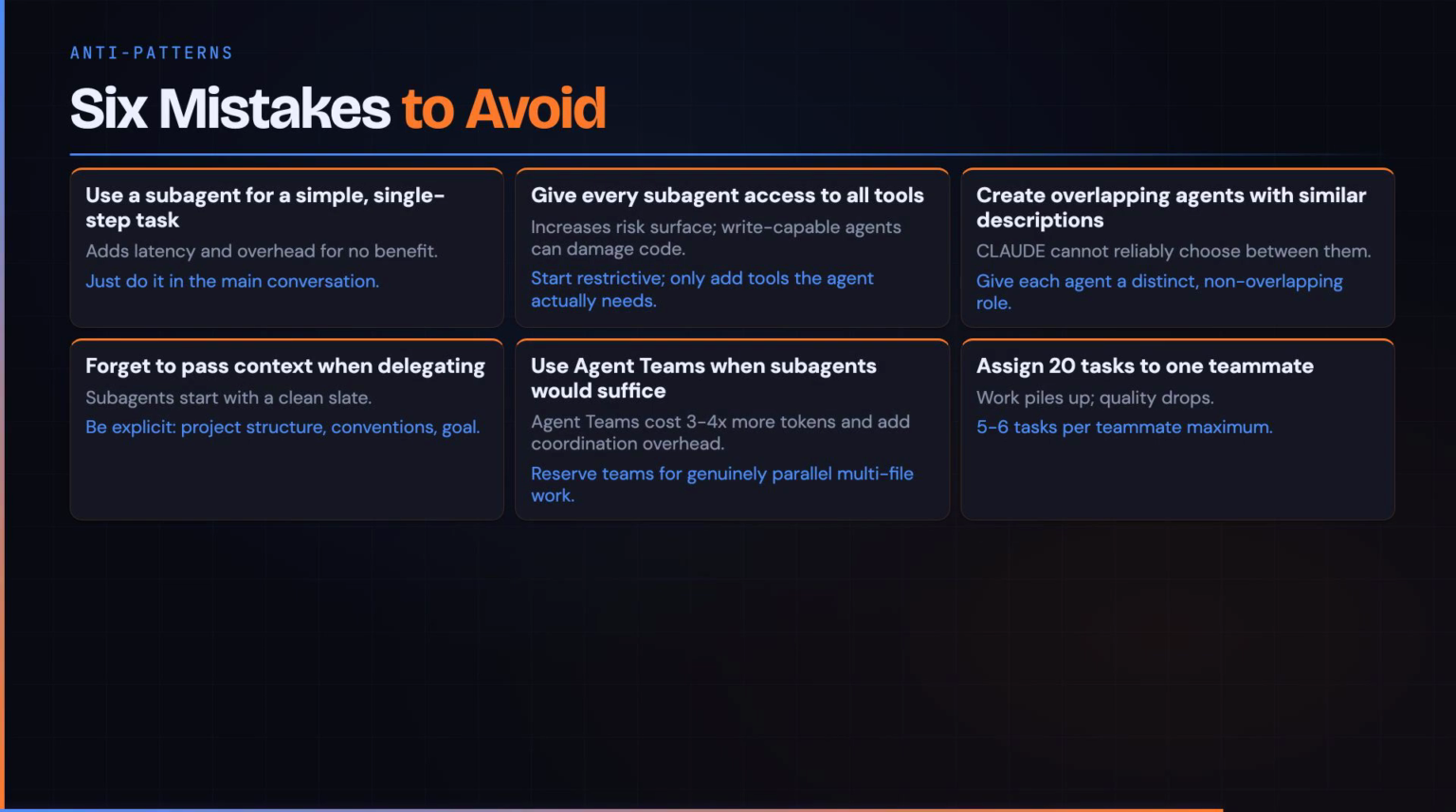Think of a teammate queue like a desk with too many folders on it. Assigning 20 tasks to one teammate piles up work and lowers quality. Keep it to 5 or 6 tasks per teammate maximum.